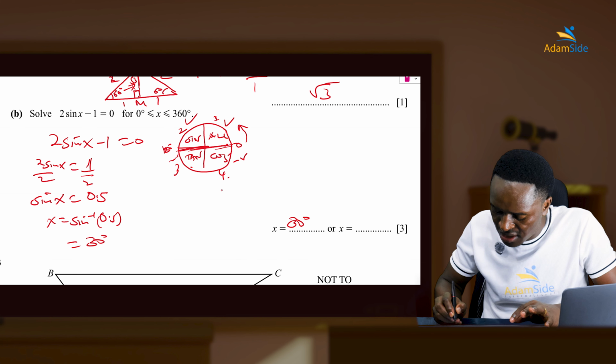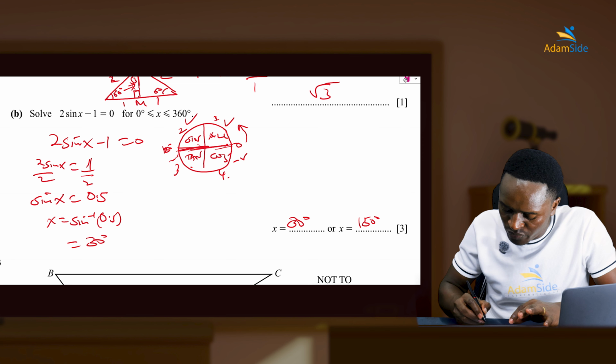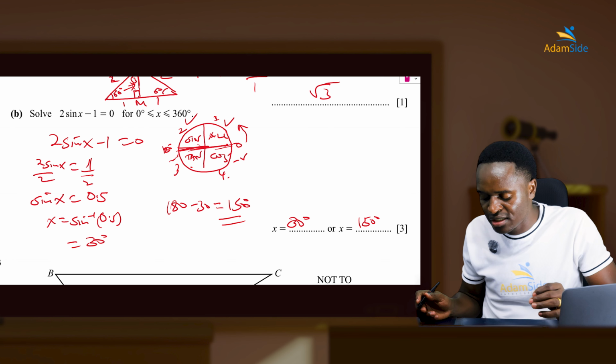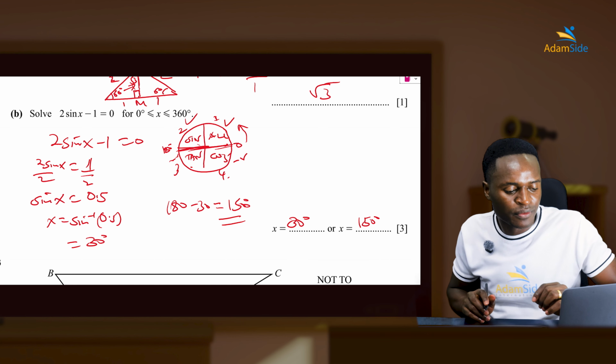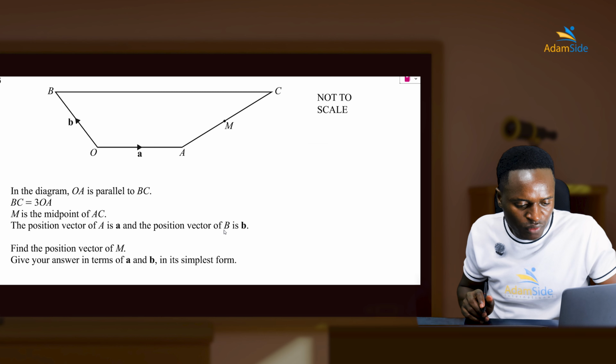The other one will be here, on the second quadrant, which means 180 minus 30, which is 150 degrees. Sine is positive in the first and second quadrant: 30 degrees and 150 degrees. Then let's go to the last question of today.